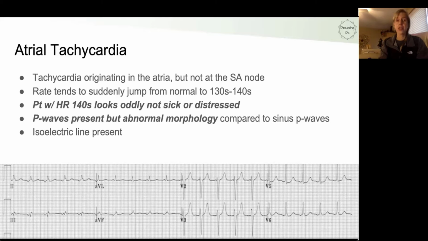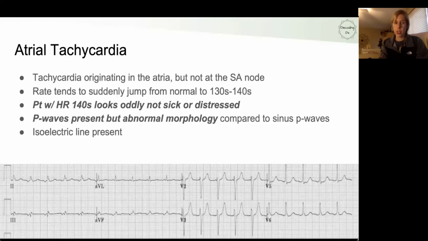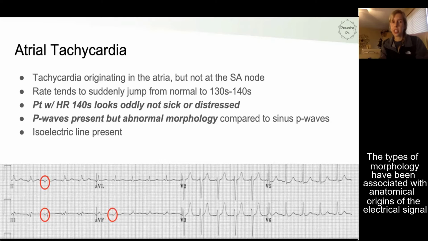On the EKG, you'll find P waves that are present, but they'll look abnormal. So there'll be something wrong with them, but you will have an isoelectric line present, as opposed to an AFib where you wouldn't have an isoelectric line. So in this situation, look for these P waves that look abnormal.